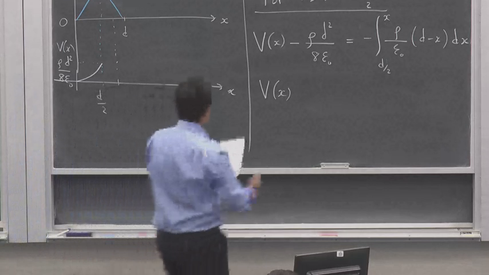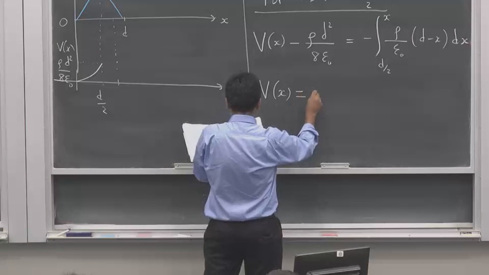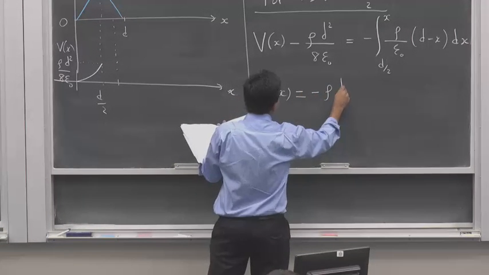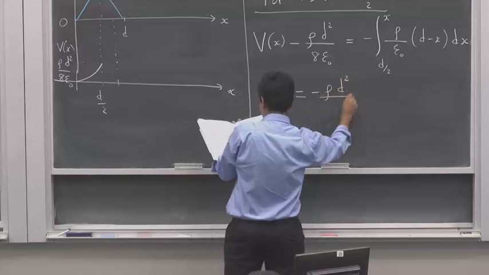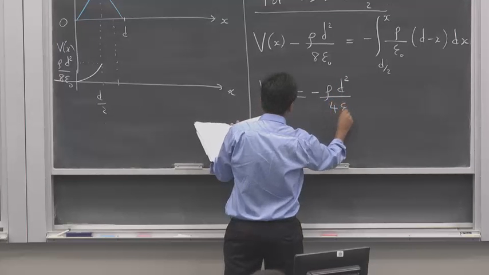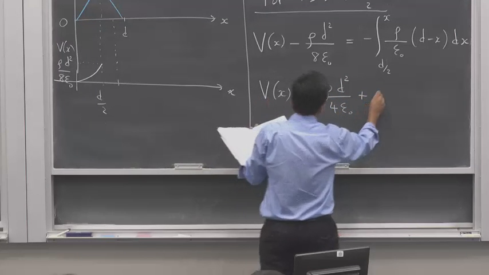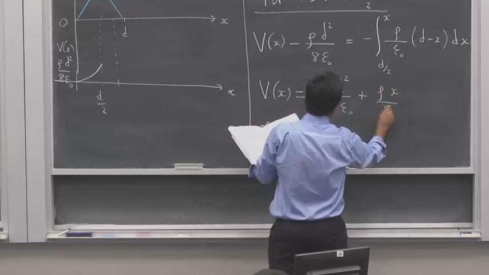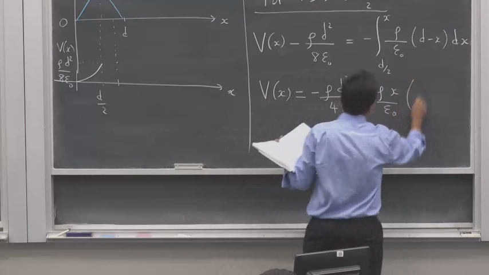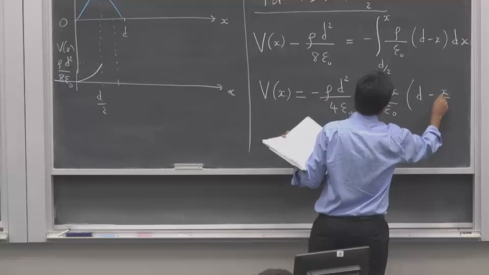This result gives me minus rho d square over 4 epsilon naught plus rho x over epsilon naught times d minus x by 2.